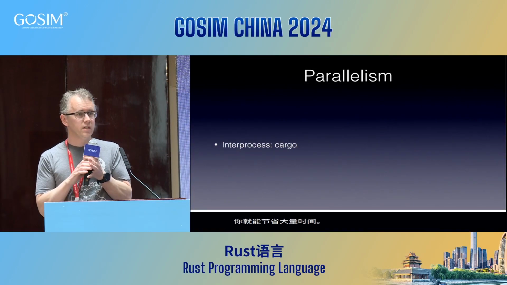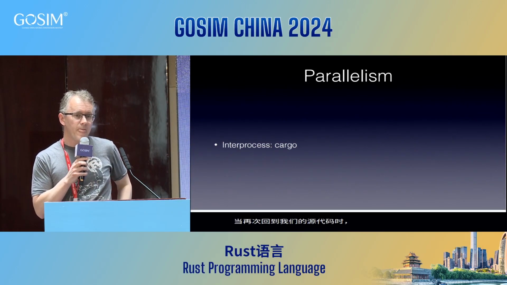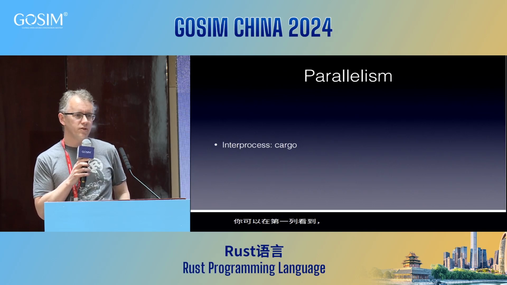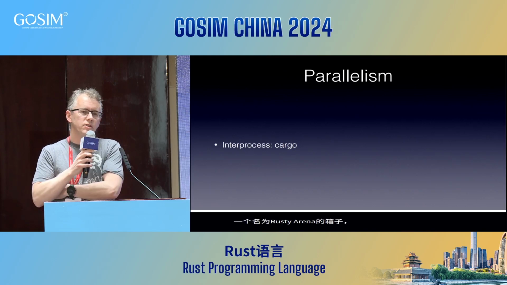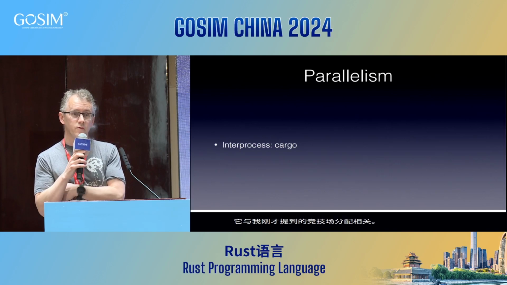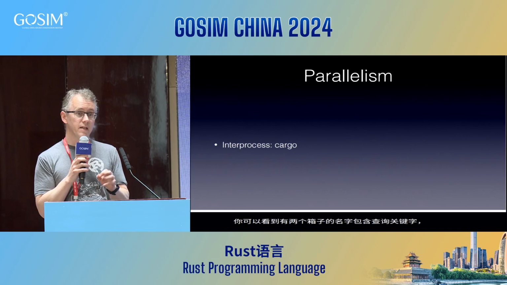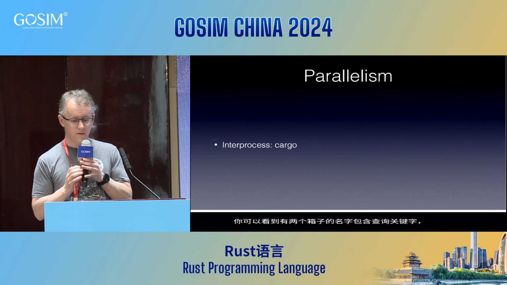Another topic of interest is parallel execution. There are a couple of different ways that parallel execution happens. One is inter-process parallelization. This is where you have more than one rustc process running at a time, and this is managed by cargo.